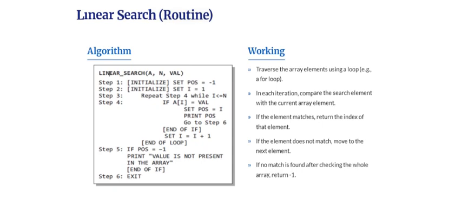The algorithm shows the same procedure. First of all, we set the position as -1, that is, nothing is found. Then we set i equal to 1. The loop is executed using the condition i less than or equal to n. If a of i, the first array element, is equal to the value we are searching for, and it is true, it will display the index we are searching for.